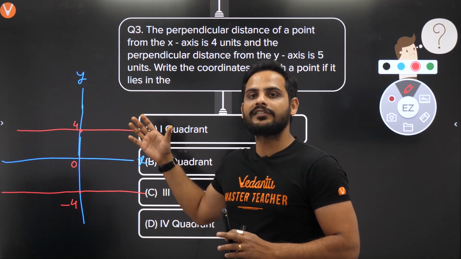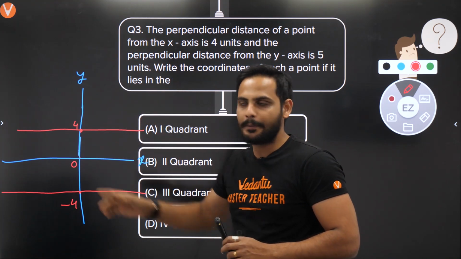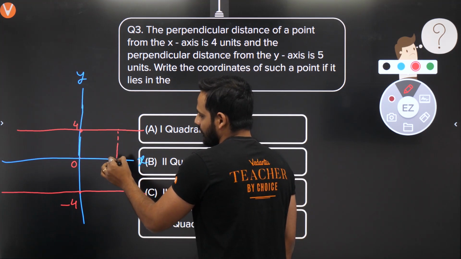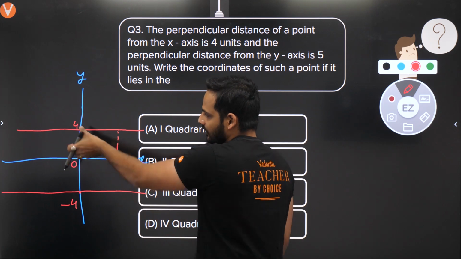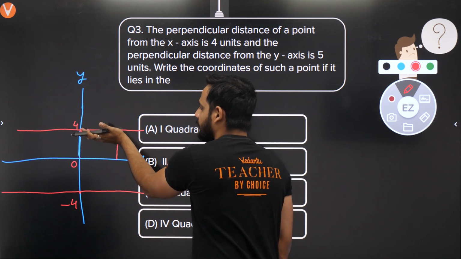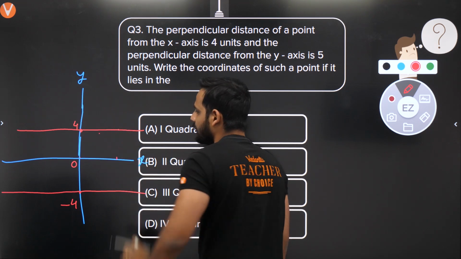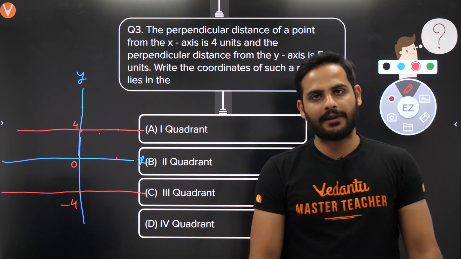How do you find out the distance between a point and a line? Drop a perpendicular. So suppose you take a point here and drop a perpendicular here, this distance will be equal to 4 units only, because the perpendicular distance between 2 parallel lines will always be the same.